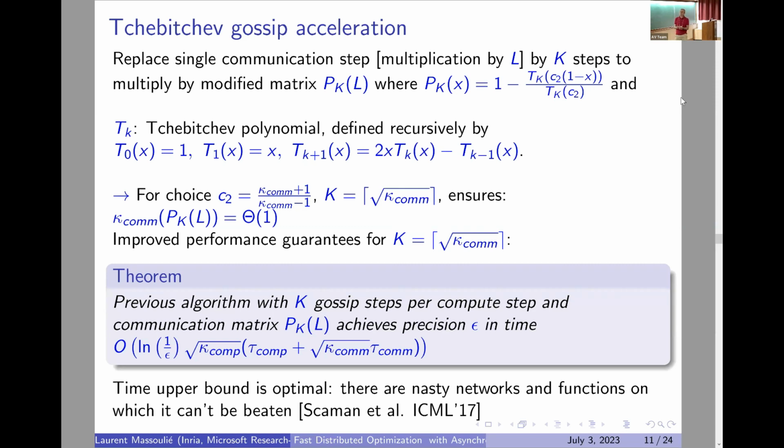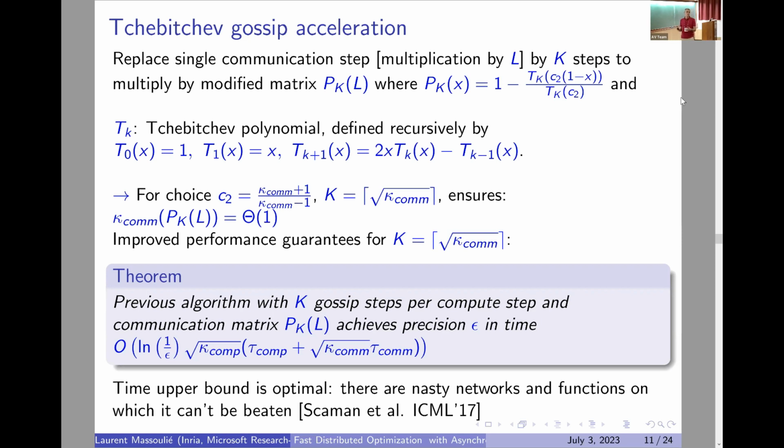So these bad networks would be line networks. And we take bad functions which are constructed from the worst case functions in the analysis of the Nesterov acceleration. So you have those functions for which you cannot do better than the Nesterov acceleration. And we somehow split them to be two functions sitting at the two ends of our line network. And so this is how we show that you cannot beat this upper bound. Okay.